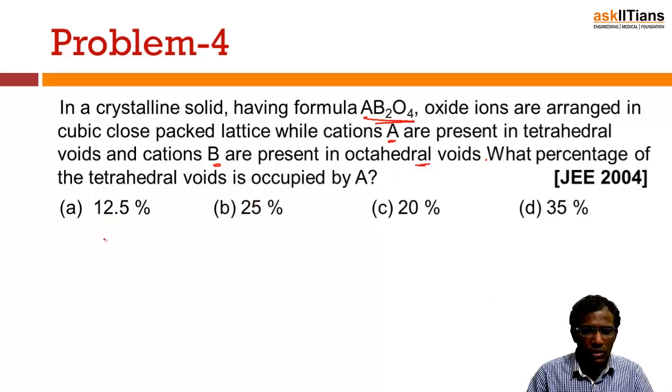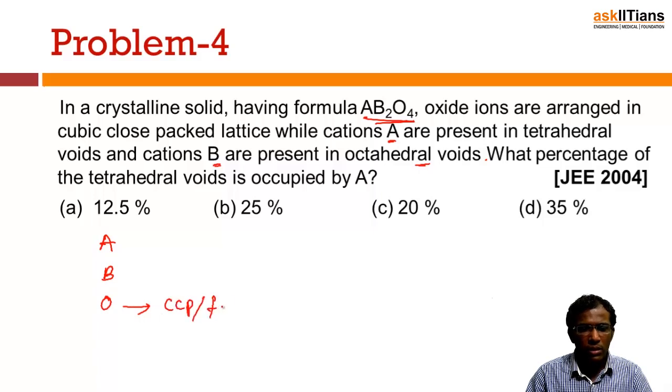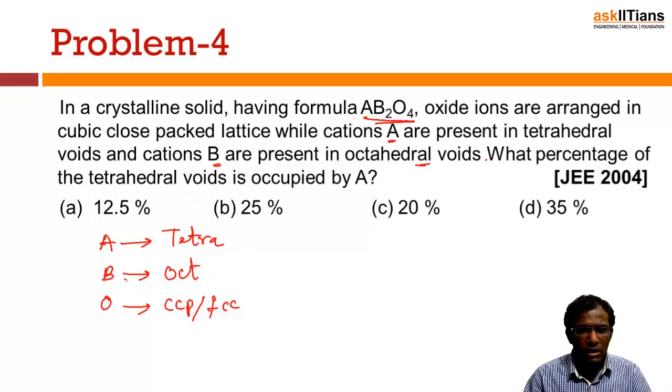Okay. So, let us write A and B and O. Oxide ions are present in CCP or FCC structure arrangement, but atoms A are present in tetrahedral voids and atoms B are present in octahedral voids. Sorry, cations B. A and B both are cations, A is present in tetrahedral and B is present in octahedral voids. So, the question is, what percentage of the tetrahedral voids is occupied by A? Okay, let us find out.